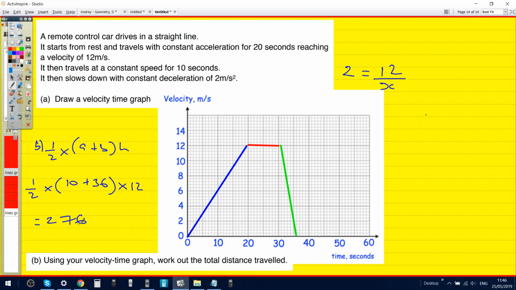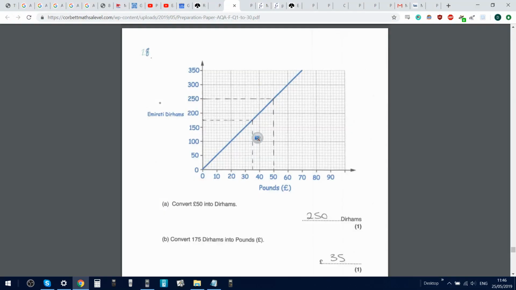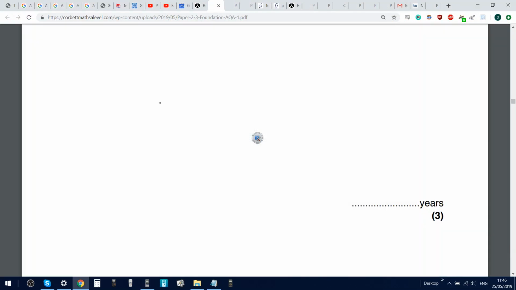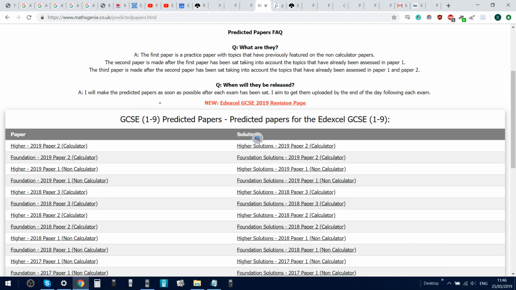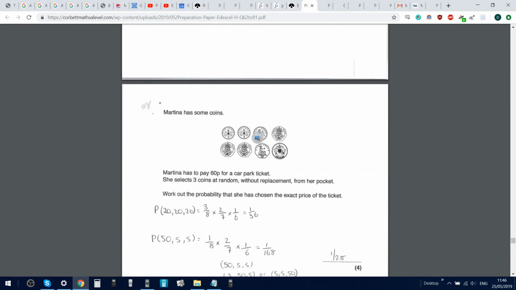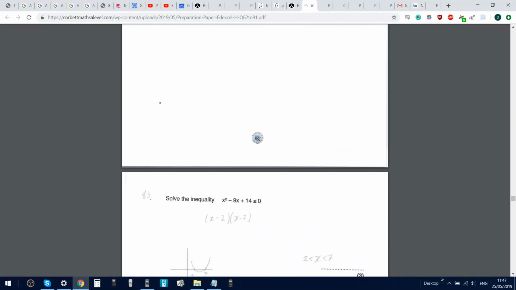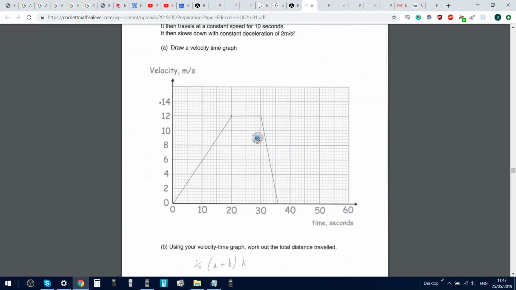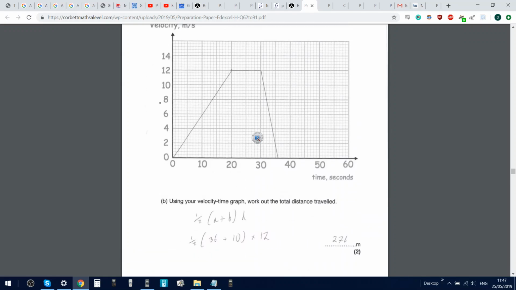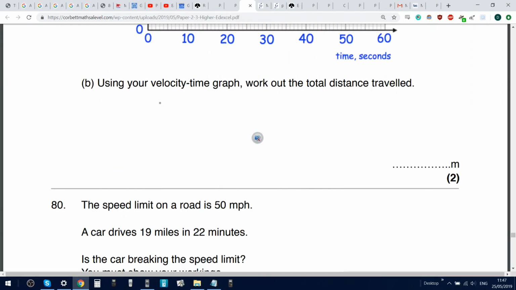276. 276 meters. I just want to check that answer. You were dying to use that solve thing again, weren't you? It was a very simple equation. Yeah. There we go. So 276, and that's what the graph looks like. So we're good. Okay.